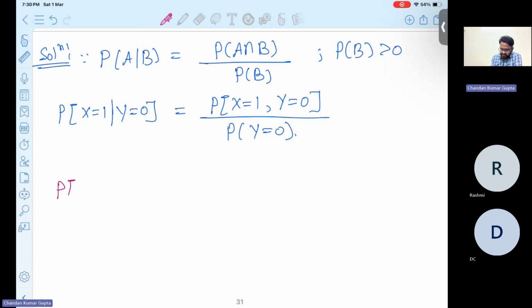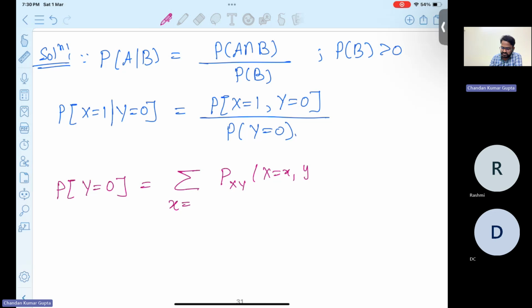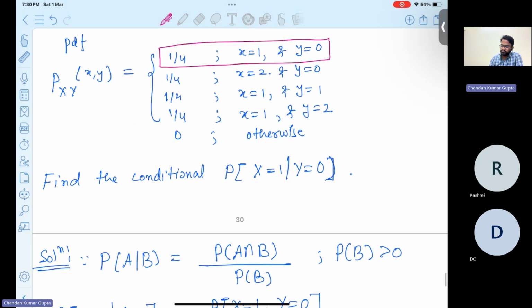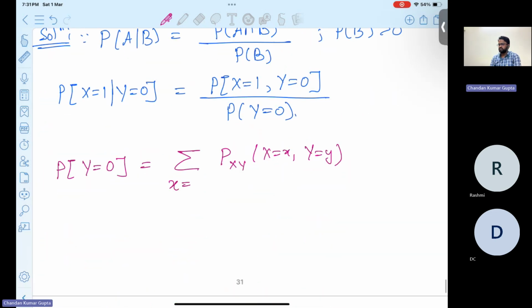Again, probability that y equal to 0 is taken from the range of x, probability x equal to x, y equal to y. From joint we need to calculate marginal. Then marginal is taken over x, the range of x is 1 and 2. This is a general form actually.